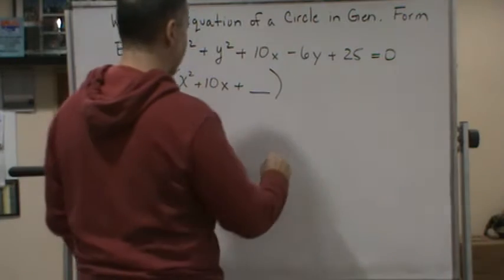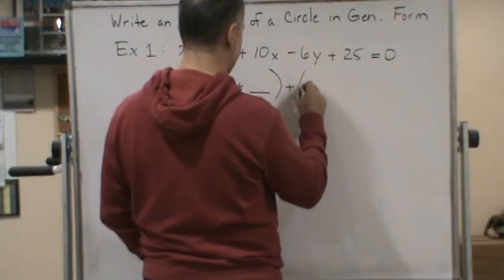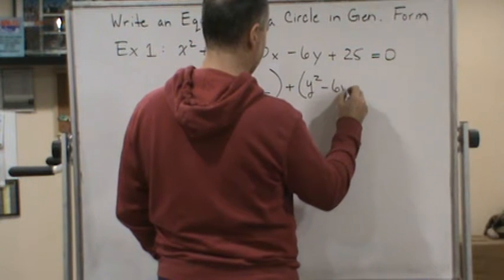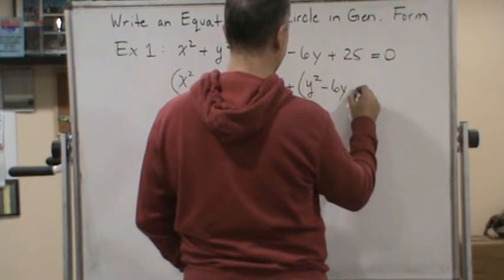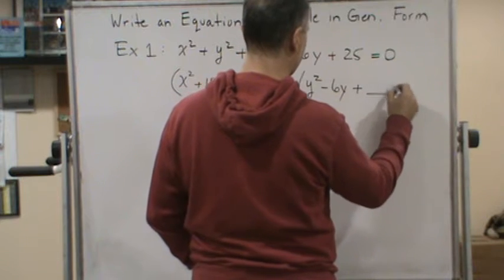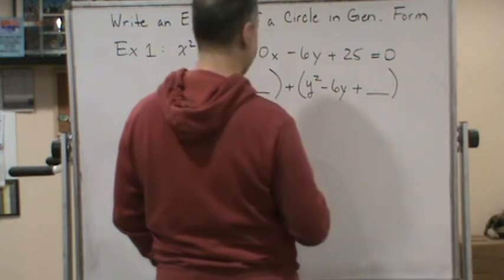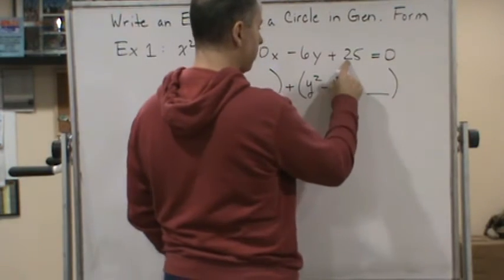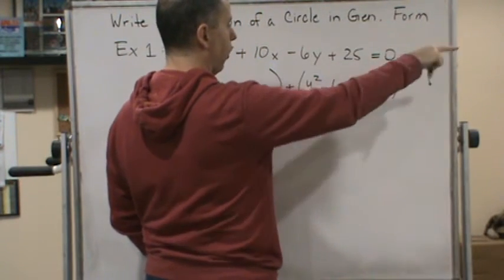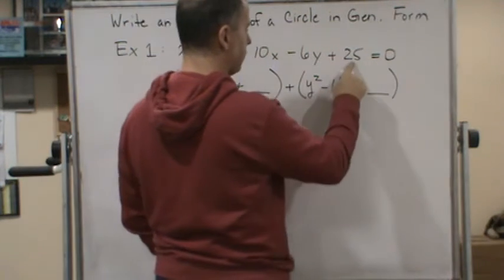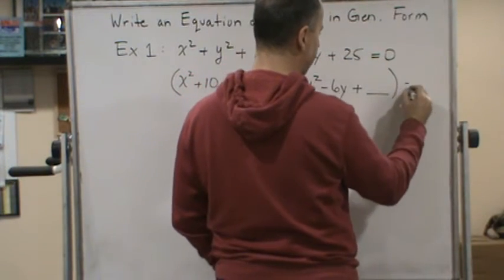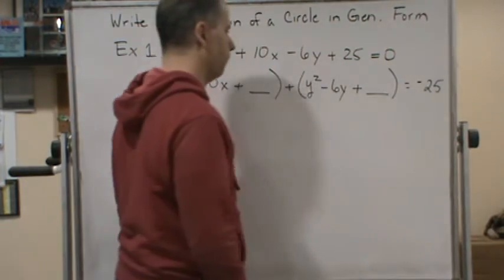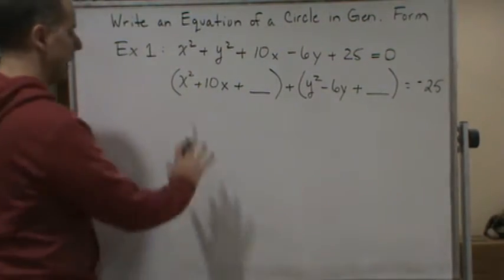And then I've got plus y squared minus 6y plus this. And then what's left over? I've got the 25 here, but let's move that over to the other side. So let's subtract 25 from both sides so we get equals negative 25. Okay, so now I've got this.